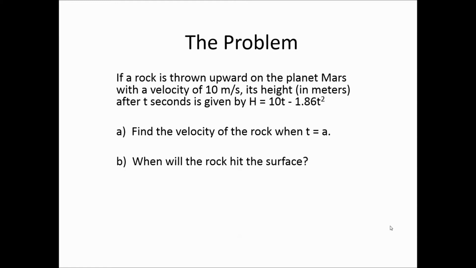There are three questions regarding this situation. First, find the velocity of the rock when t equals a. Second, when will the rock hit the surface? And third, what will the velocity be when the rock hits the surface?